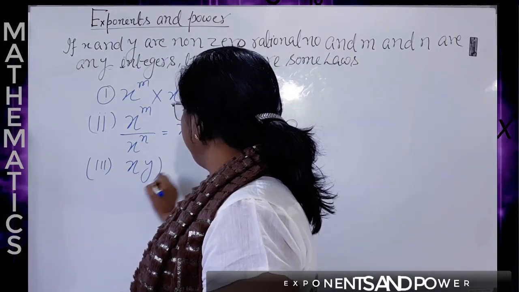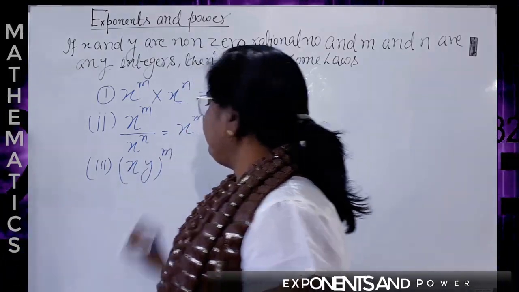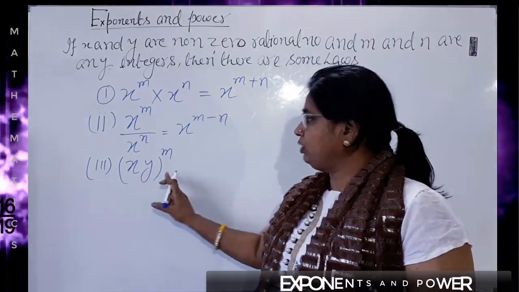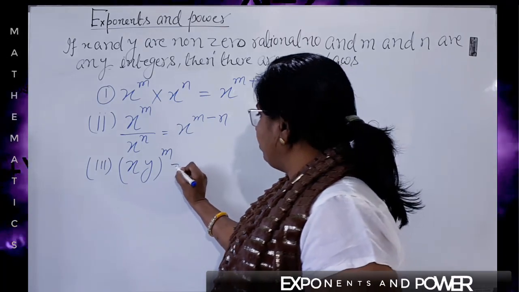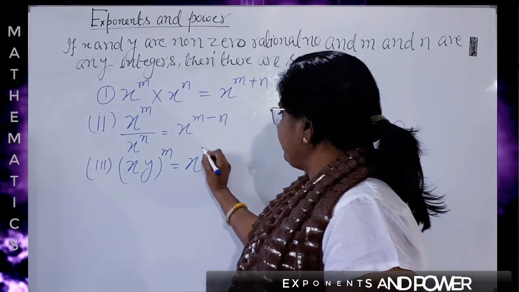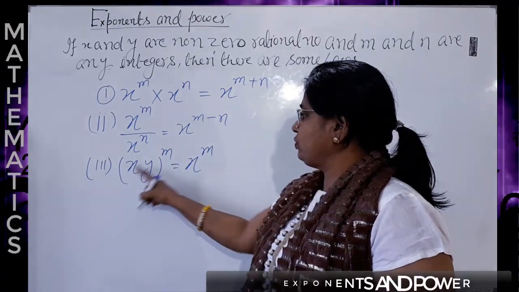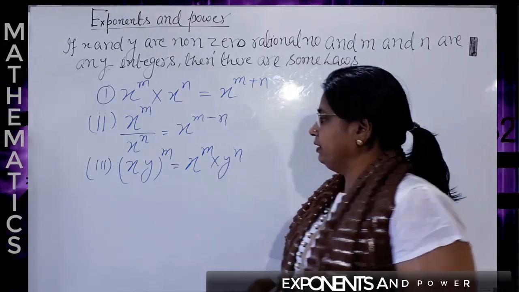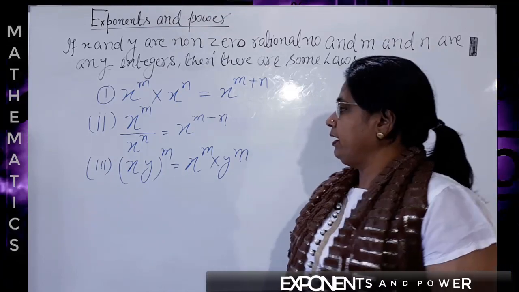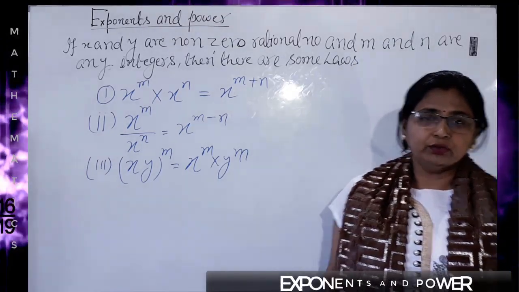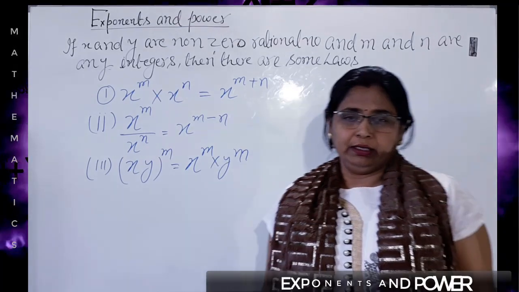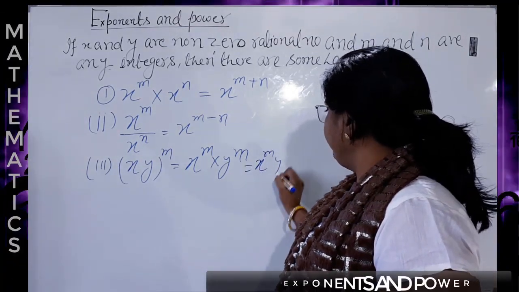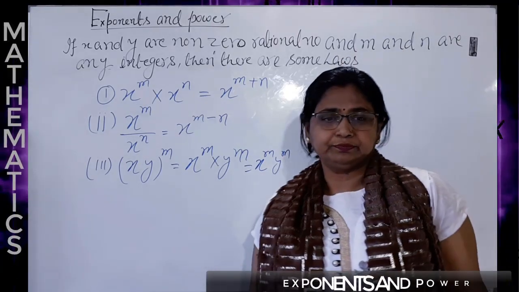Now third law is xy to the power m, any integer, xy for any rational number, xy to the power m is equal, we can write x to the power m into y to the power m.